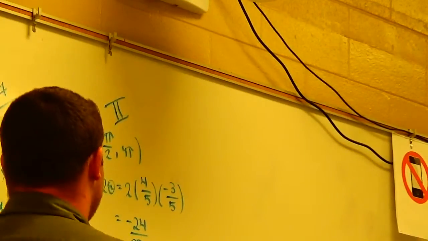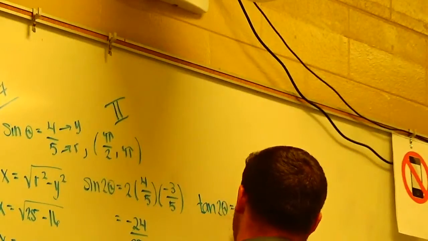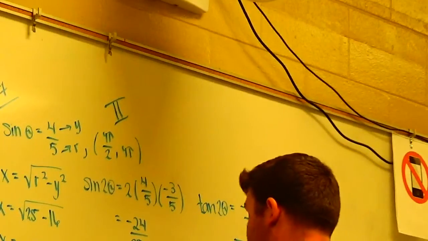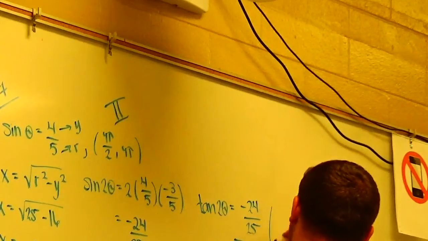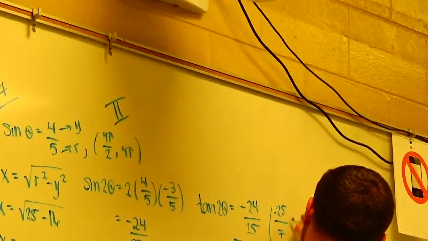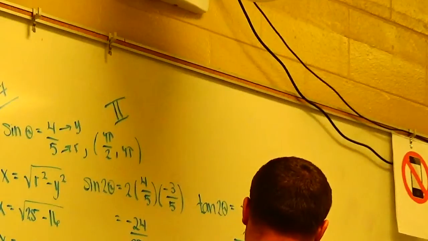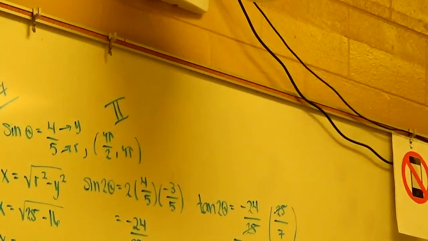So the tangent of 2 theta equals the sine of 2 theta, negative 24/25ths, divided by the cosine of 2 theta, negative 7/25ths. Keep, flip, change. The 25's cancel, you've got a negative times a negative, so that's 24/7ths, and they're exactly the same. The only difference is what? The negatives and positives, your signs and what quadrants you're in based off your single angles. That's the only difference.